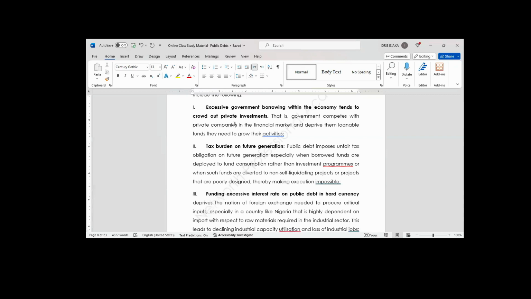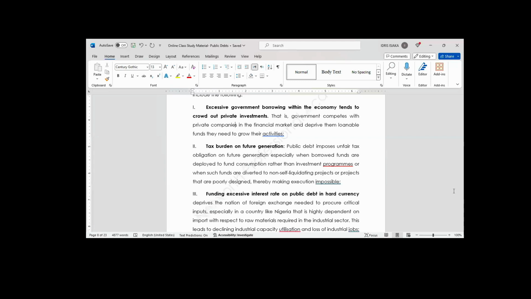Excessive interest rate on public debt in hard currency, foreign exchange rates. Yes. Because of foreign exchange rates, public debt interest will be increasing day by day. Because government goes and borrows money, especially external loans, they borrow in dollars. If they want to pay back, they will pay back in dollars. Government will use naira to go and buy dollars to pay back, and the dollar appreciates. It's excessive interest. Government is paying more interest.